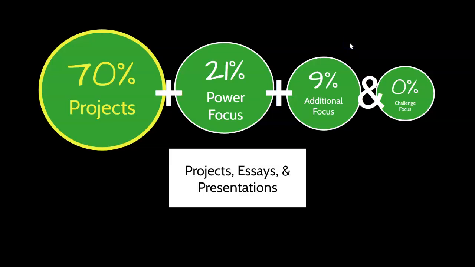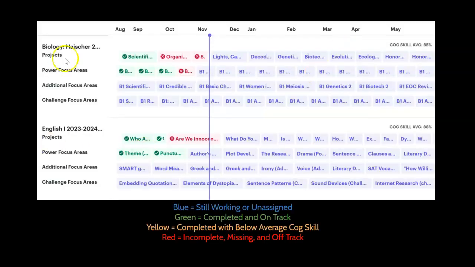Let's dive in. As we've said in some previous videos, projects are worth 70% of the students' grades, so they're quite important. When we look at the year view, this is where we can see all the projects in one look. They have projects throughout the year, and they've already been pre-built, and students work their way through them along with the class. Blue means that they are currently working on the project or it is not yet assigned. Green means that they have completed the project and are on track. And red means that there is incomplete, missing, or off-track work in the unit and therefore the project or projects.